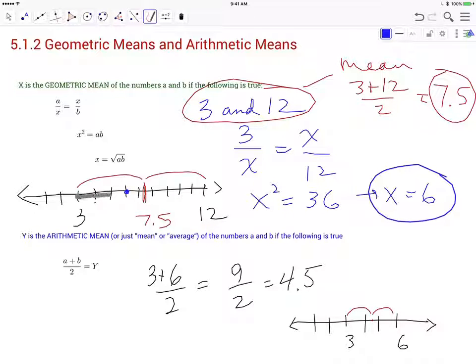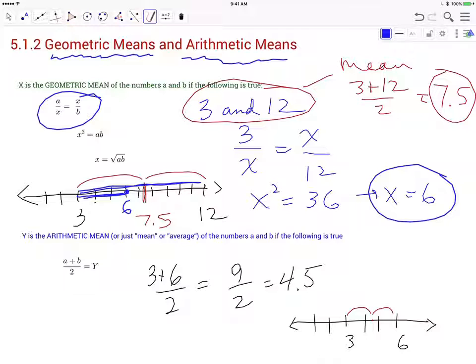And again, if we think about a weighted average, the geometric mean is a little bit closer to the smaller number. And this number is going to be really important to us down the road for working with right triangles. So it's really important that we get our hands around what a geometric mean is, how to figure it out, and how that differs a little bit from something we already know, which is an arithmetic mean. Okay, that's it. Thanks.